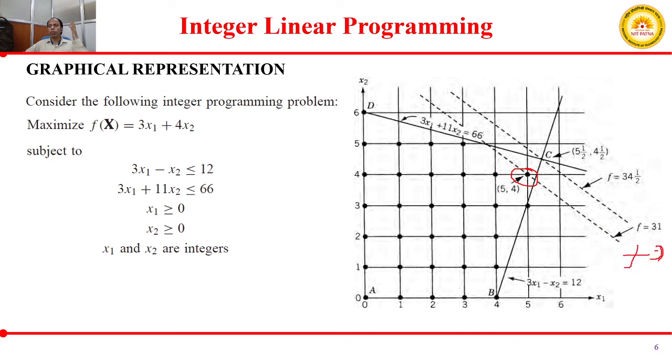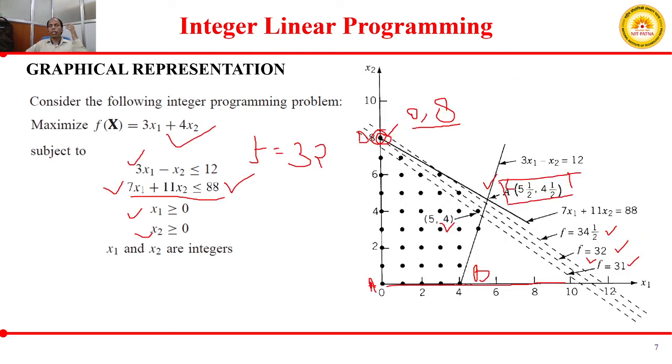Right, in the earlier case the solution was f equal to 31. Here 32 is also satisfying the integer constraint and can maximize your integer programming problem. So these values are 0 comma 8, and here you can see there is a huge difference between these points and 5.5 and 4.5. They have no correlation between these two points.